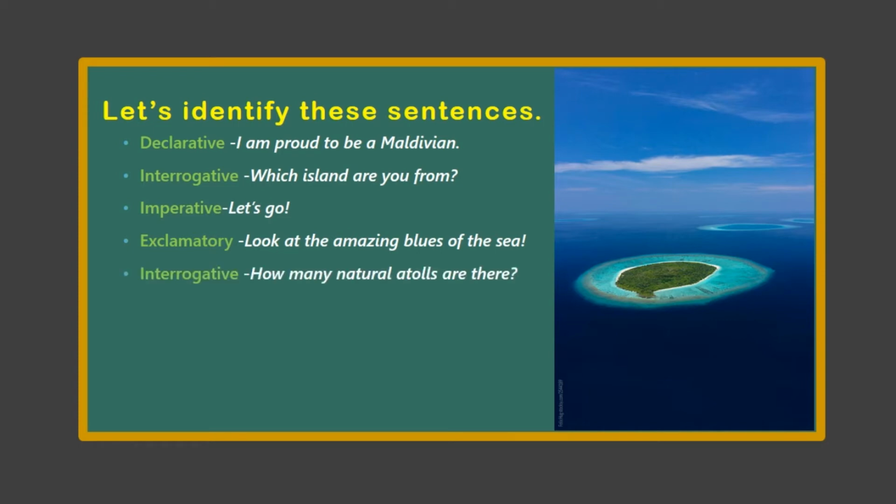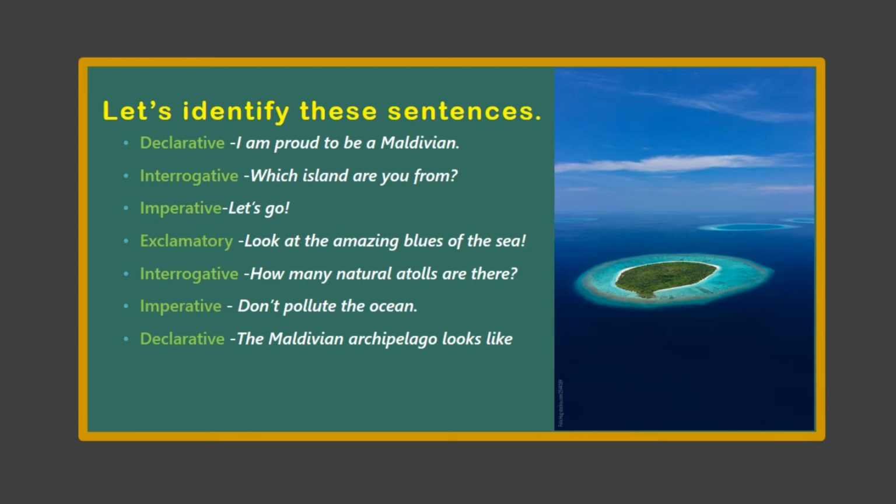Next is, of course, an interrogative statement. How many natural atolls are there? Do you know? You will get the answer to this question somewhere in the lesson. Just hang on. And next is an imperative, because this can either be a plea or this can also be a command. Like, don't pollute the ocean. It's as simple as that. We don't pollute our oceans. Okay?